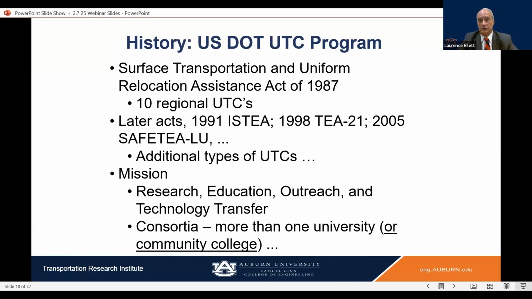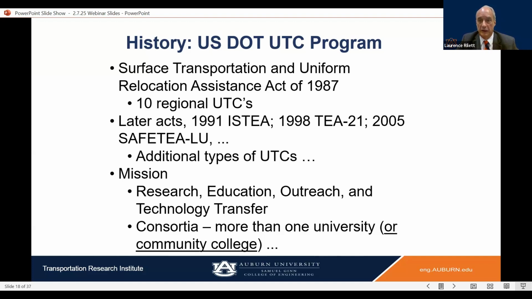So the history of the USDOT UTC program, it's been around since '87. It started off as 10 regional university transportation centers. So each federal region had a university transportation center. Every later act after that 1987 transportation bill had them: ISTEA, TEA-21, SAFETEA-LU, FAST Act. During that time, they added different types of UTCs. And I'll talk a bit more about that in the next slide.